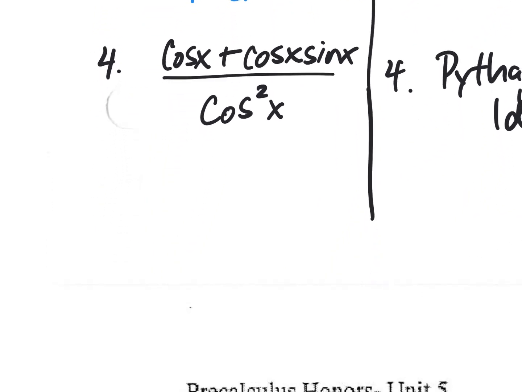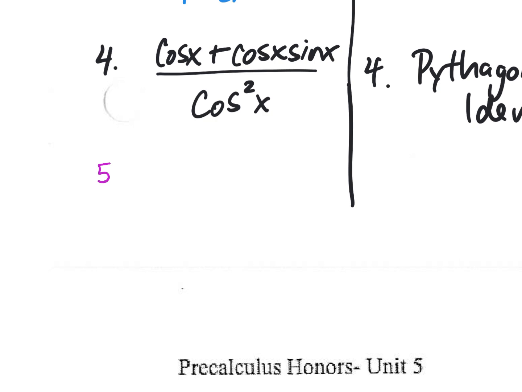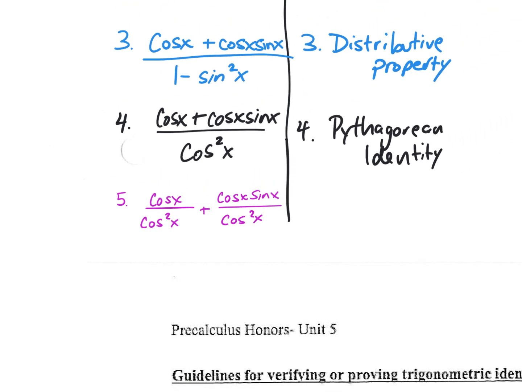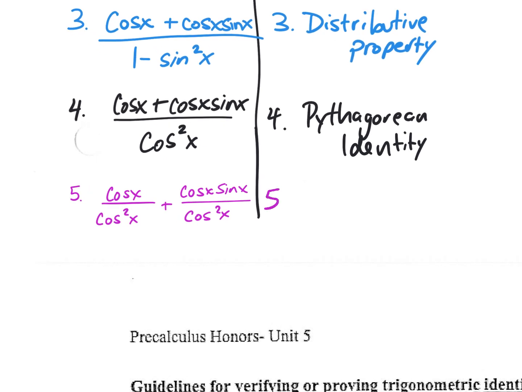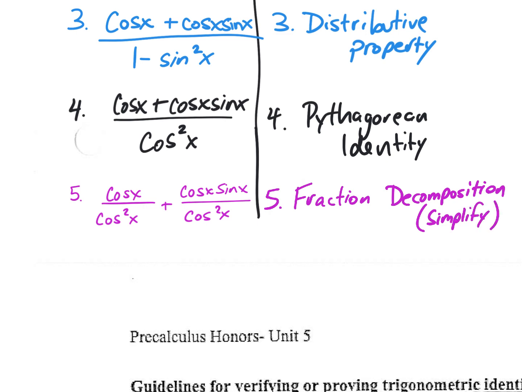So I need to split this fraction, all right? I'm going to split this fraction into cosine x over cosine squared x plus cosine x sine x over cosine squared x. I like what I'm seeing here because now I have 2 terms instead of 1. I'm getting closer to where I want to be. I would justify this step; it's called fraction decomposition. If you want to write it as simplify, I think that's also reasonable, right? All we've really done is used a basic idea of fractions.